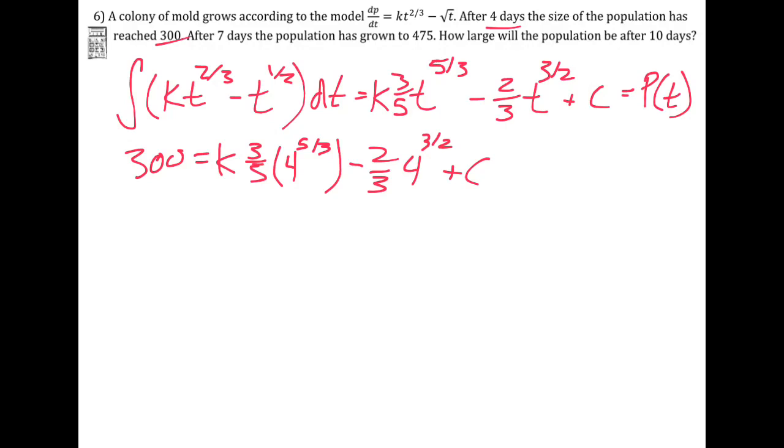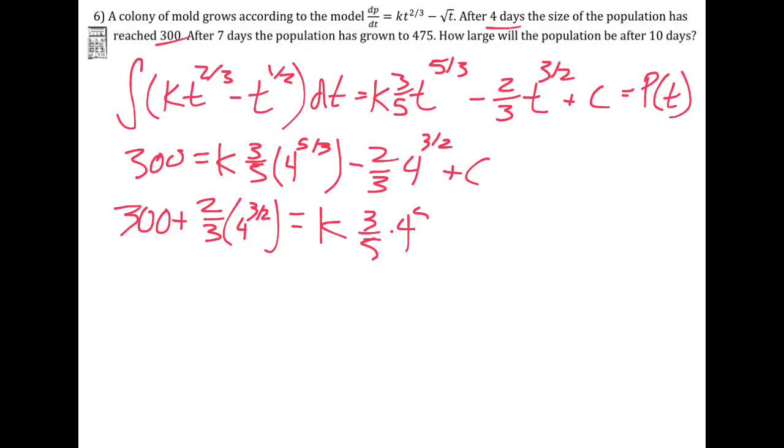Let's rewrite this a little bit by taking this minus 2/3, 4 to the 3/2, and adding it to the constant term on the left there, that 300. So we're going to get 300 plus 2/3 times 4 to the 3/2 equals k times 3/5 times 4 to the 5/3 plus c. I'm aligning things to get it in the proper order for my matrix.